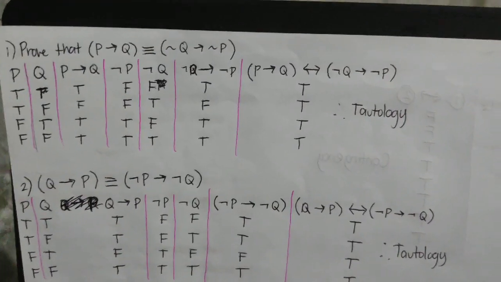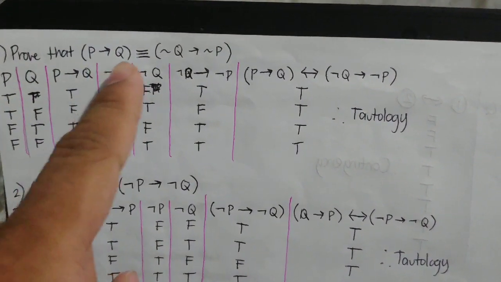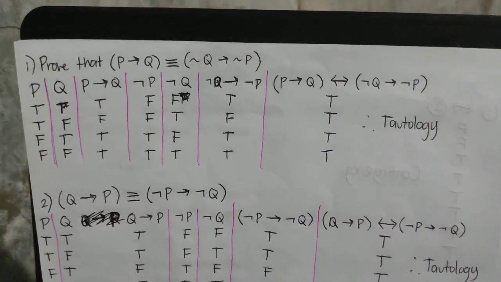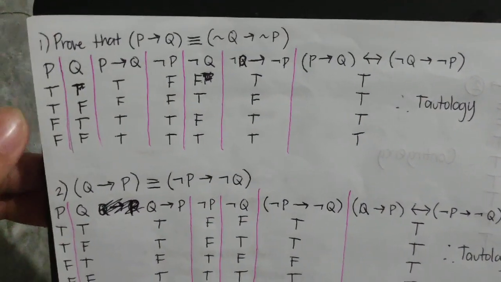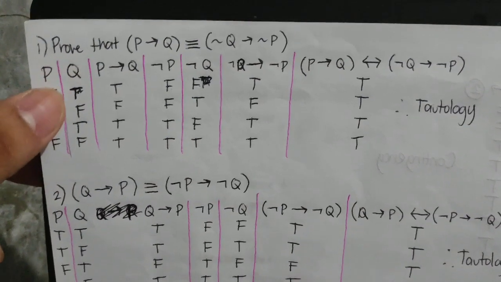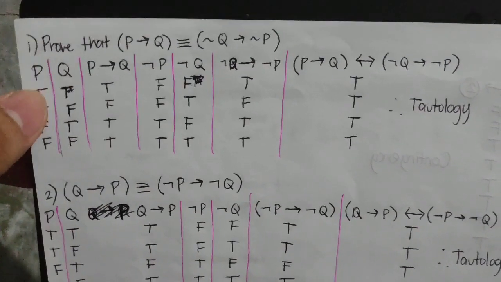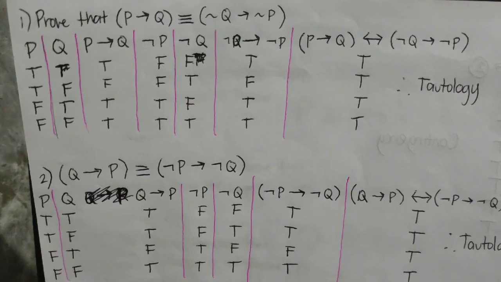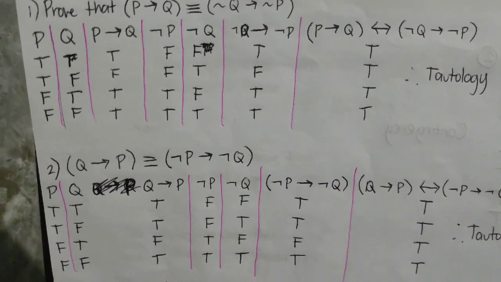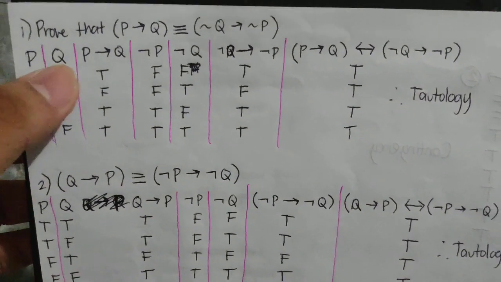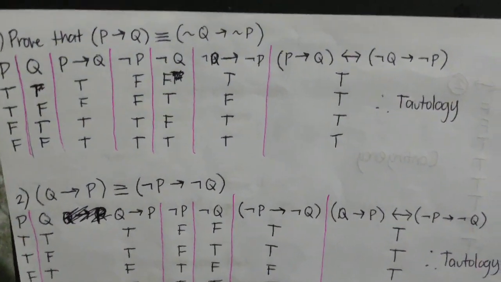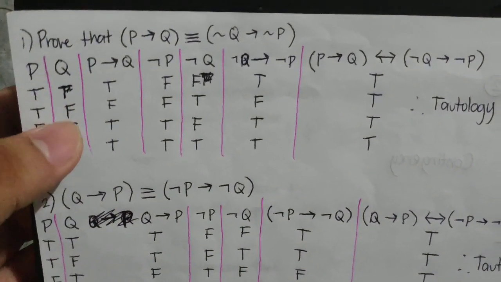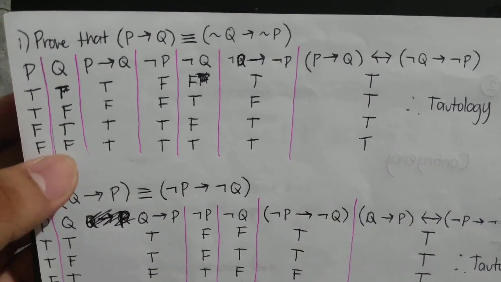So let's first prove that P implies Q is logically equivalent to negation of Q implies negation of P. So using the truth tables, we will consider all the possible conditions for the statements P and Q. If you have only one proposition, then you will have two conditions, that it will be true or false. Since you have the statements P and Q included for the truth values, then you will have four conditions. You have true, true, true, false, false, true, and false, false.